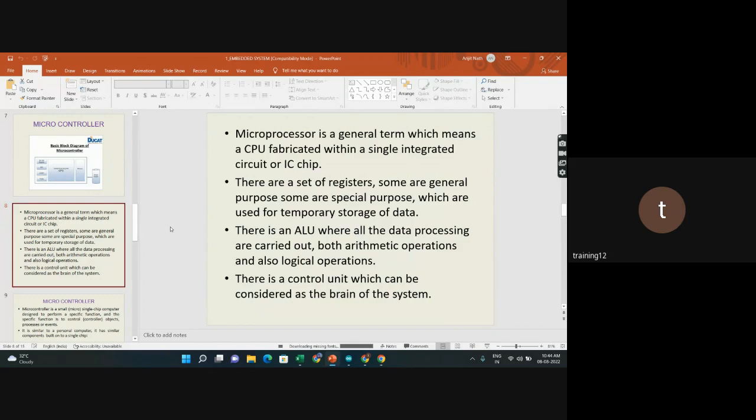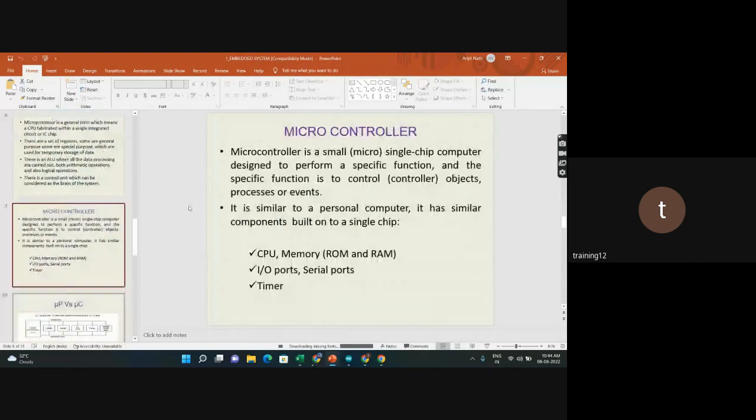So microcontroller is a general term which means a CPU fabricated within a single integrated circuit or IC chip. So there are a set of registers, some general purpose, some special purpose. Next, the microcontroller has three main parts built on a single chip: CPU, memory (RAM, ROM), then I/O ports, serial ports, and timer.